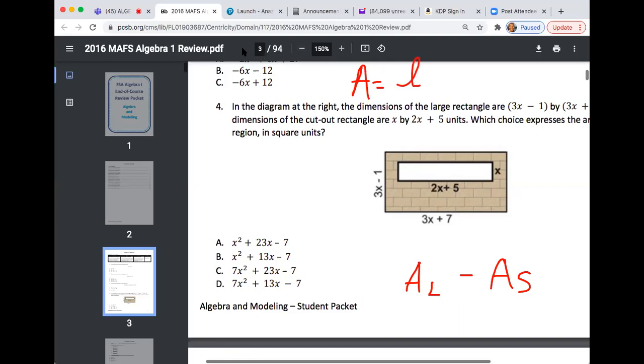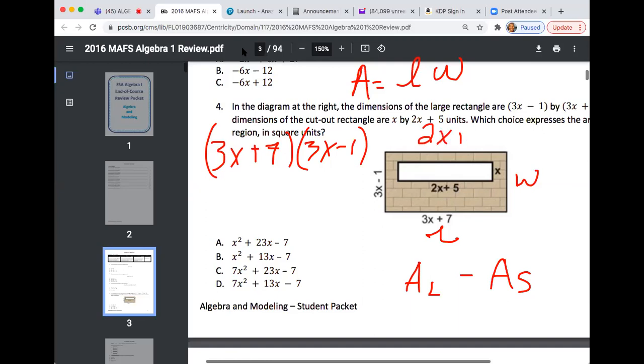Length times the width. This is your length, and this is your width right here, guys. So for the large rectangle, the area would be the length, 3x plus 7, times the width, 3x minus 1, okay? Now, the small rectangle would be the length, 2x plus 5, times the width, which is x. And guys, remember, you got to find the difference between the two, okay?